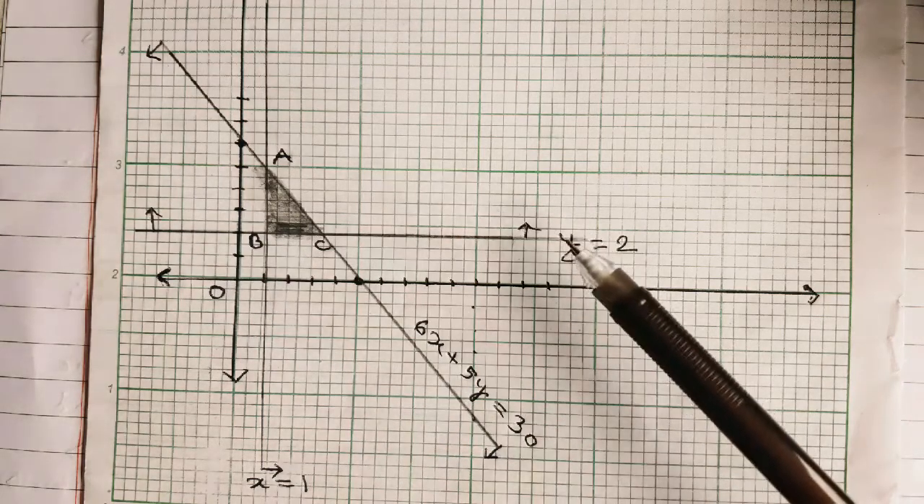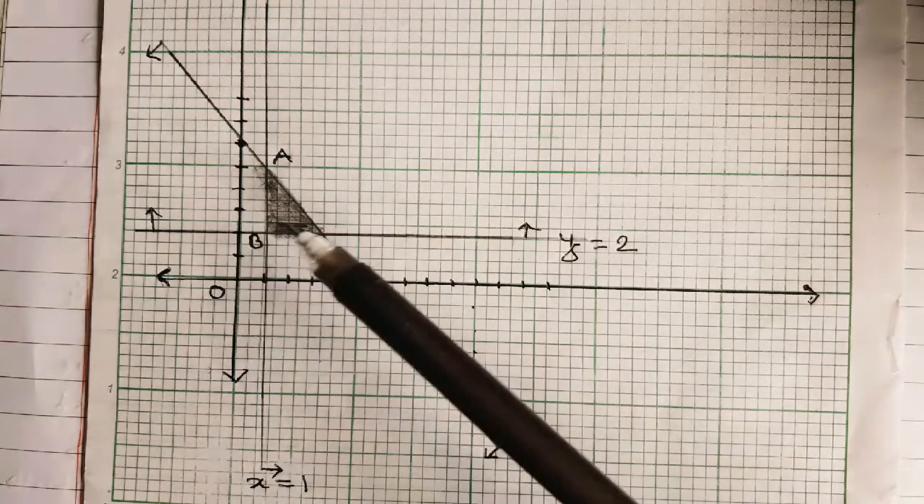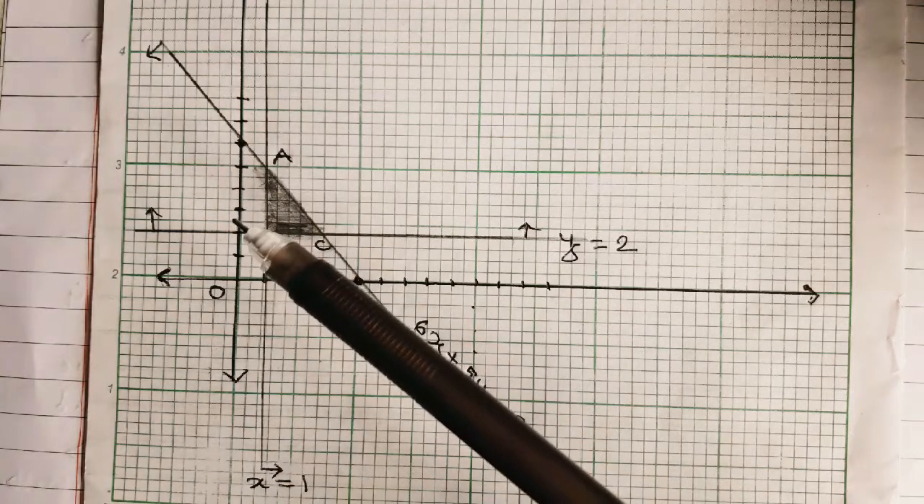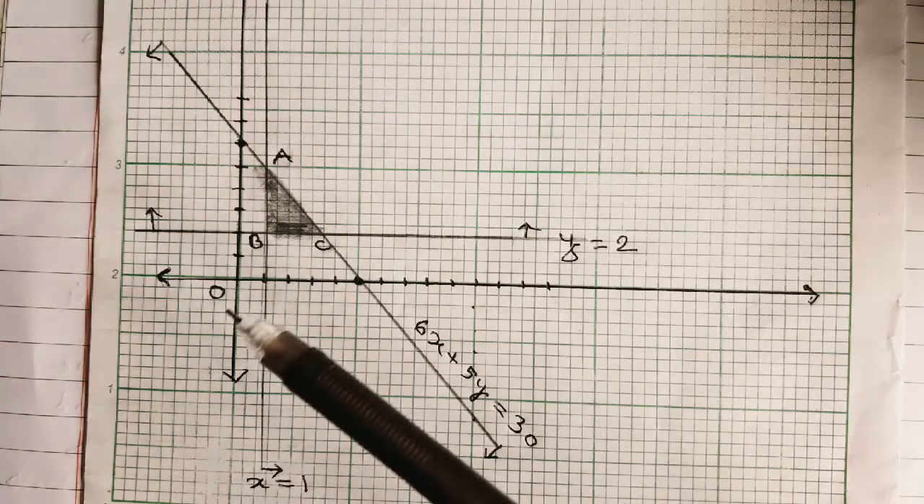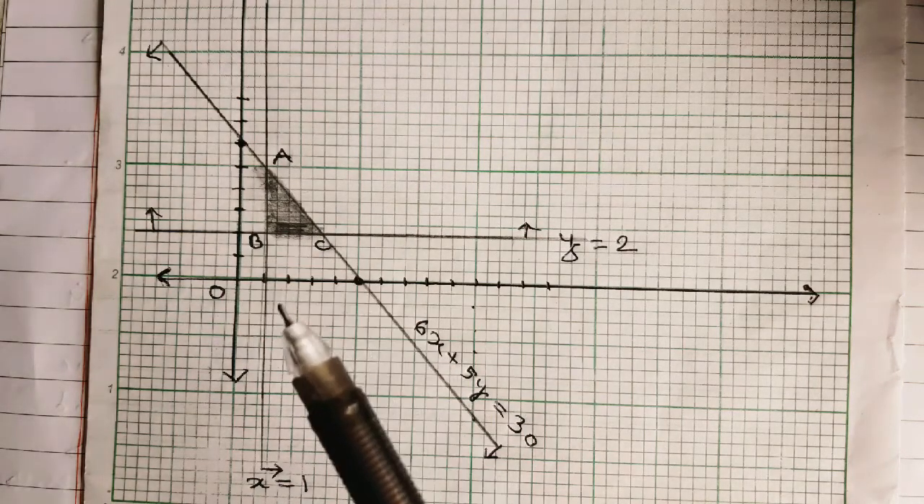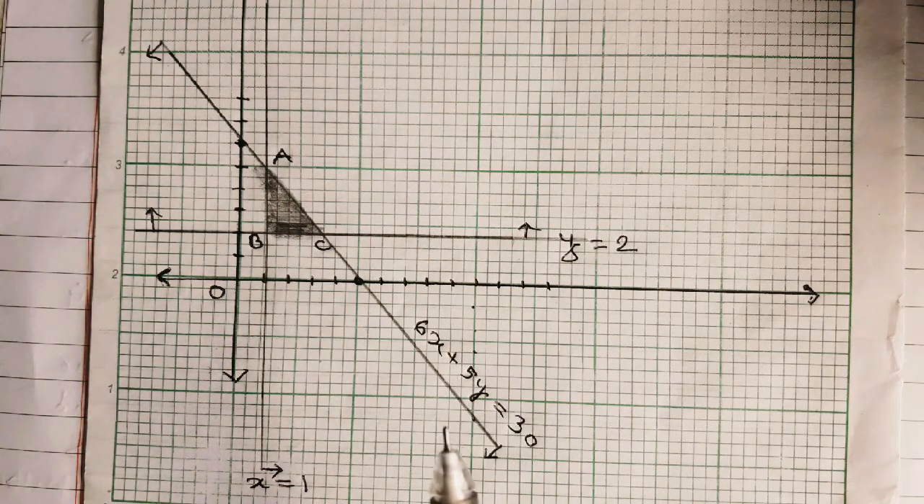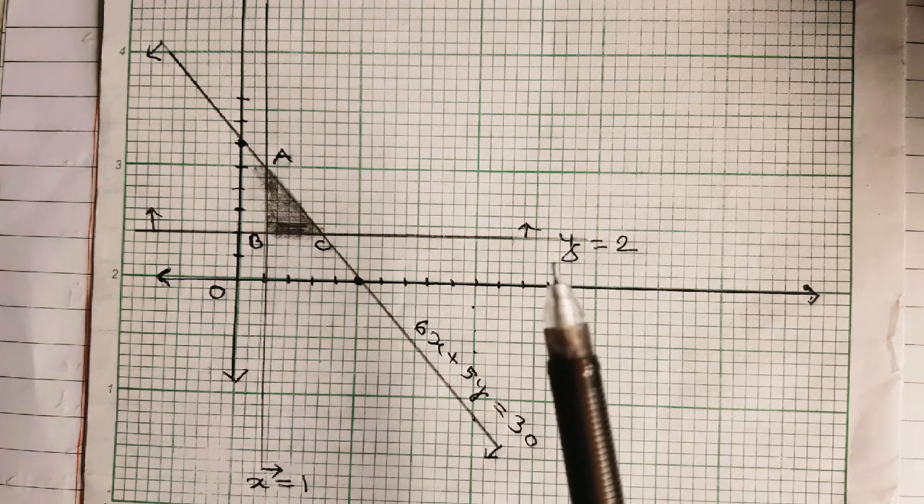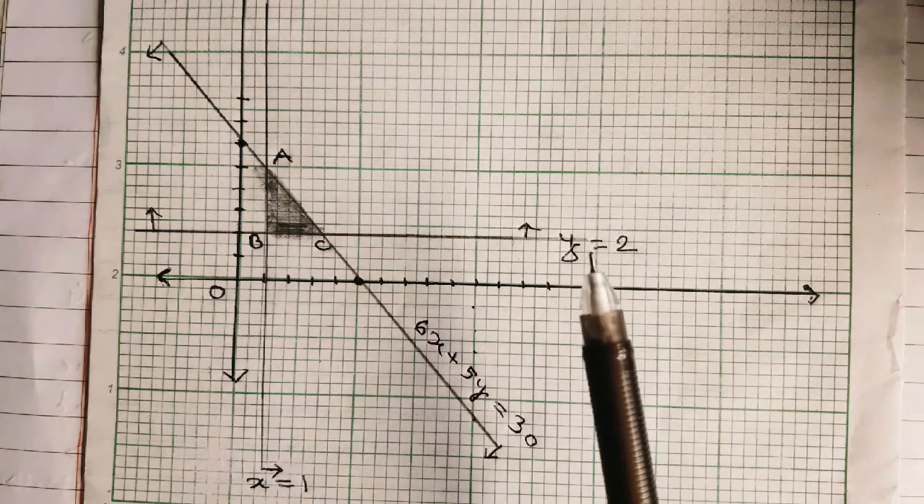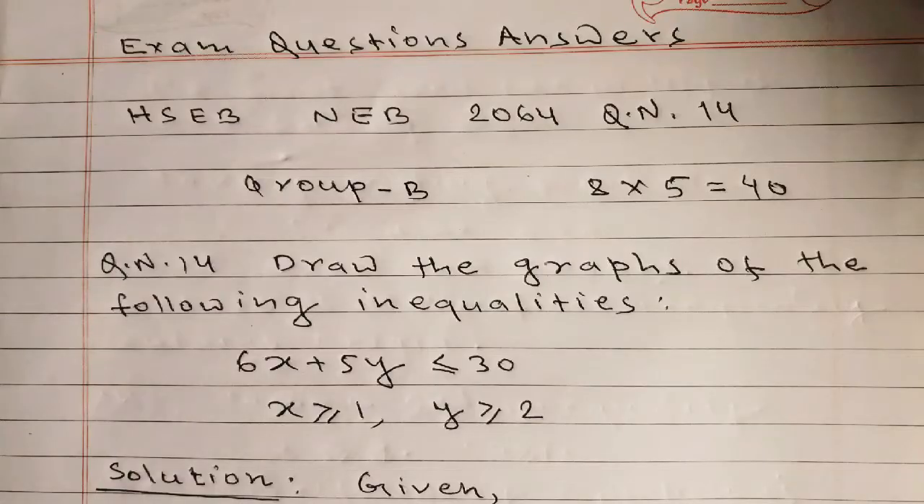So the arrow we have shown just above the line y equals 2, because the inequality y greater than or equal to 2 doesn't contain the point (0, 0). So according to the question, we have plotted the graph of all three inequalities: first, 6x plus 5y less than or equal to 30; second, x greater than or equal to 1; and third, y greater than or equal to 2.